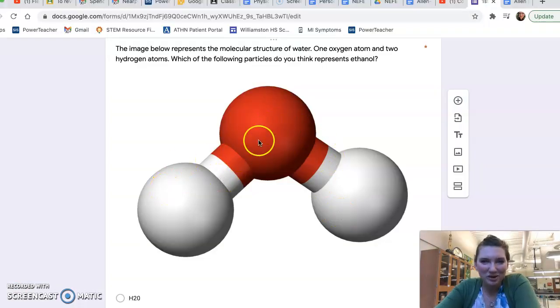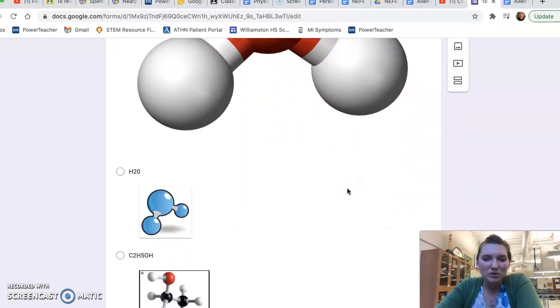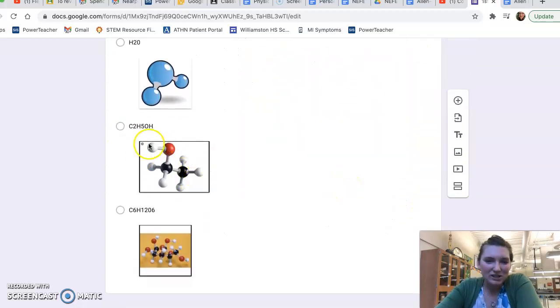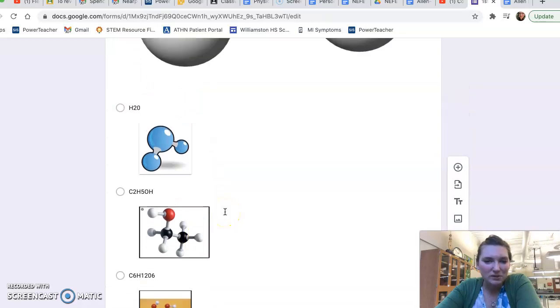So this is a water molecule. It's just one atom of oxygen and 2 atoms of hydrogen. Then this is an ethanol molecule. It's got 1 atom of oxygen, 2 atoms of carbon, and 6 atoms of hydrogen. This is called an OH compound there. So there you go. That's what this one is about.